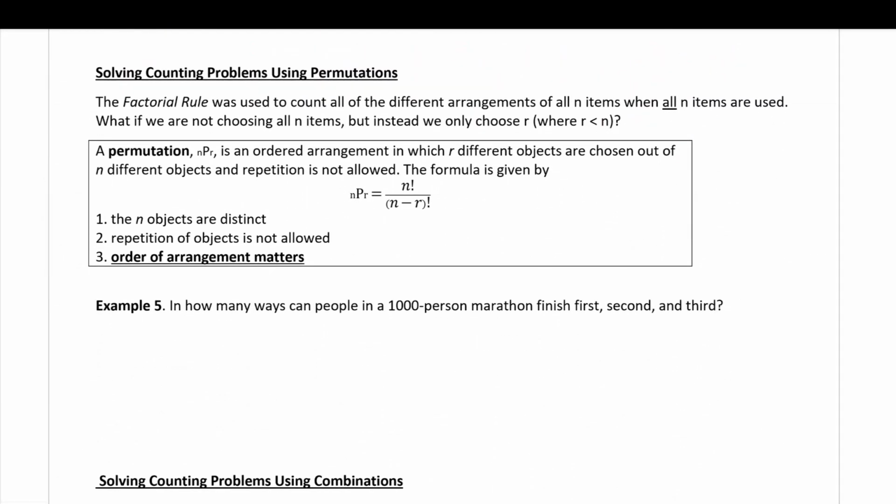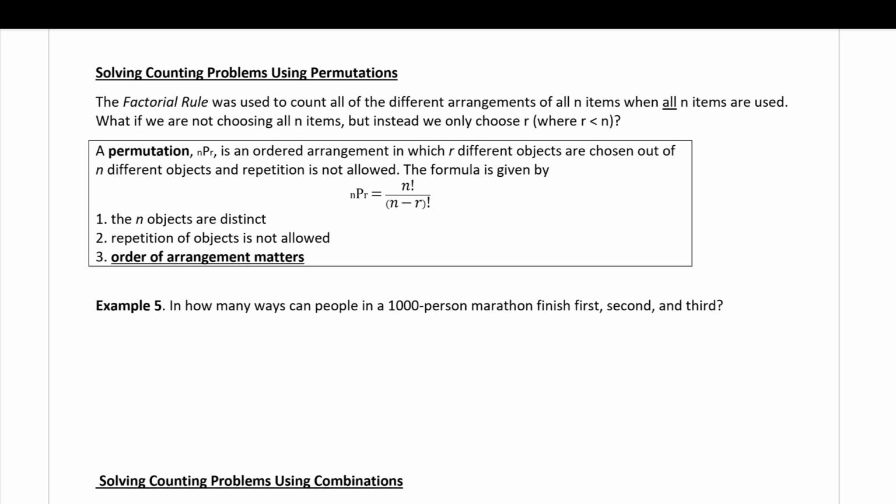All right. Solving counting problems using permutations. Now, the factorial rule was used to count all the different arrangements of all n items when all n items were selected. So in the previous problem, there were 6 places to go to, and we needed to go to all 6. But what if we only had time to go to like 3 places, right? So some you're going to choose to go to, and some are going to be excluded. So that's what this is all about.